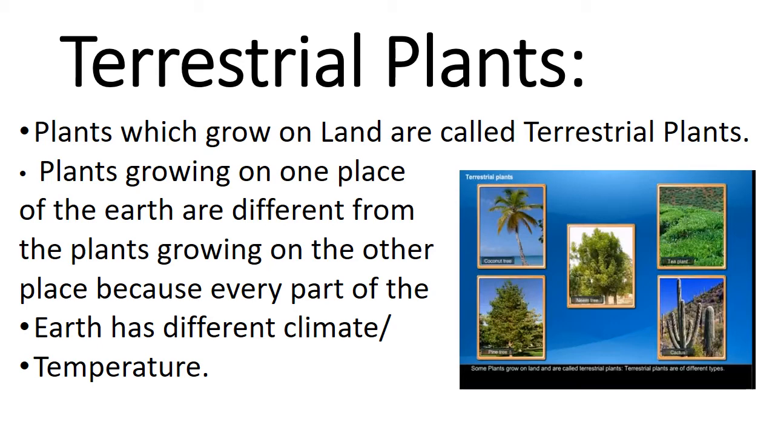And on the earth different areas have different temperatures, so the plants growing in hilly areas will have a different system as compared to the plants that are growing in a desert area. So every plant has a different requirement and needs a different temperature.